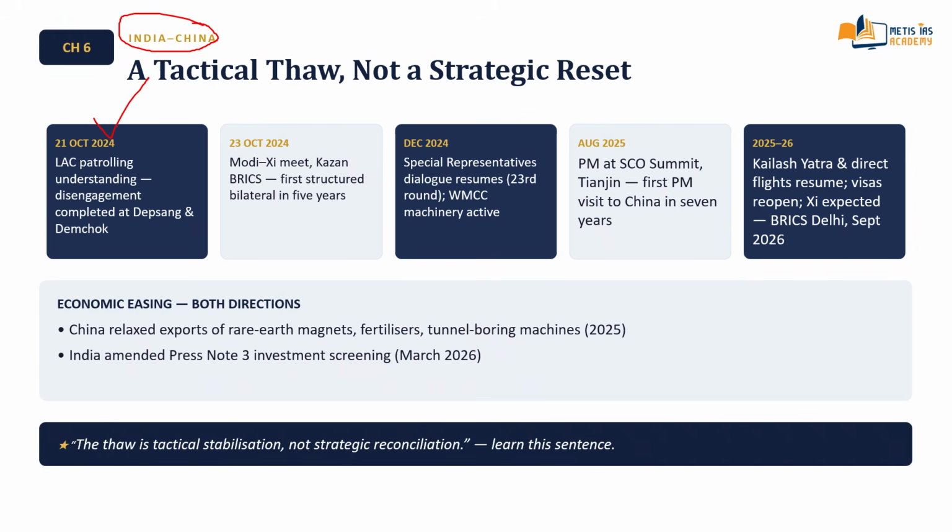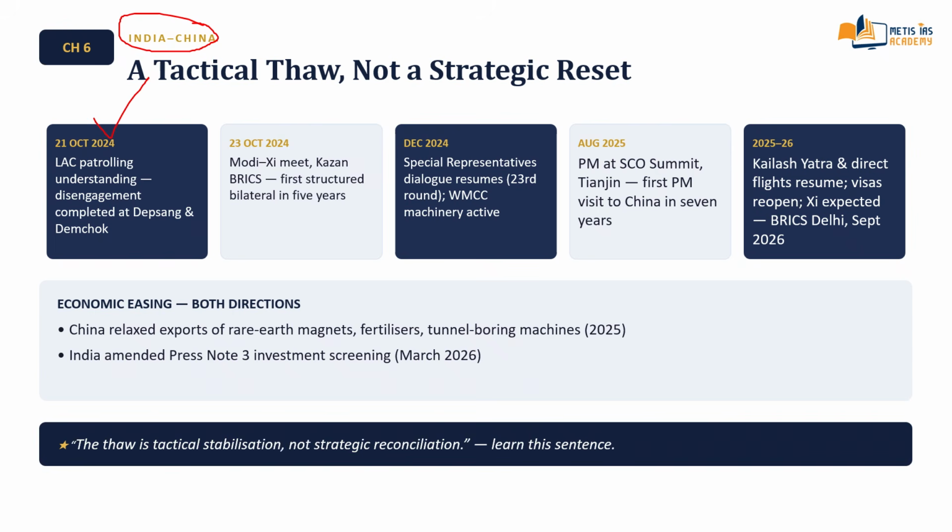India's Indo Pacific policy is not directed against any particular country. Rather, it seeks to ensure that the region remains stable, inclusive, and governed by international law. This distinction is important in UPSC answers.